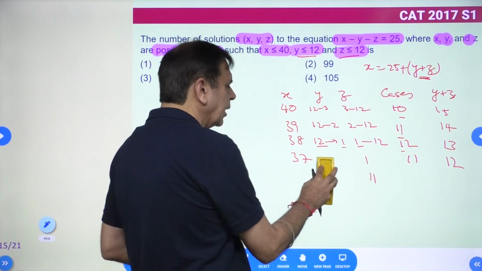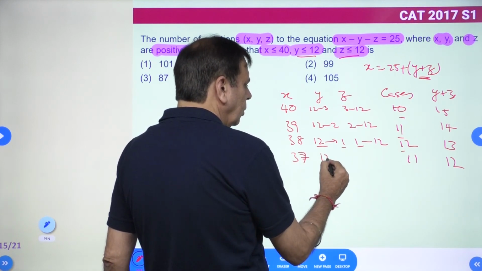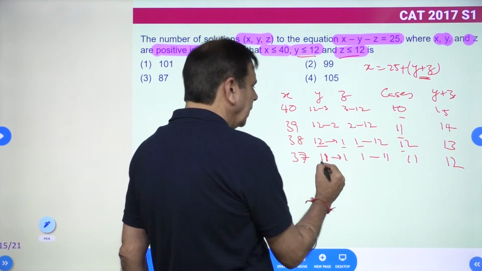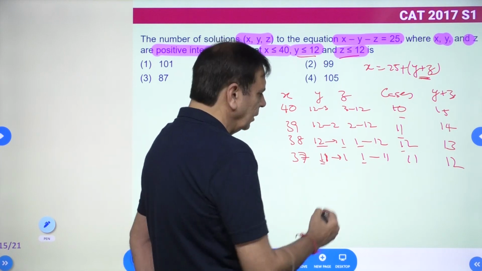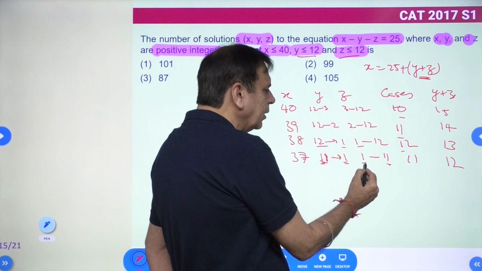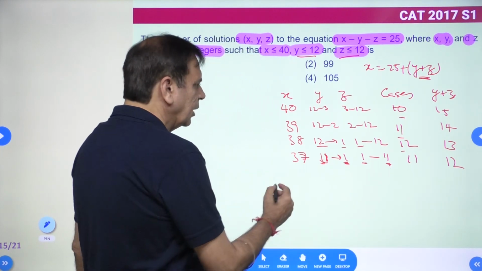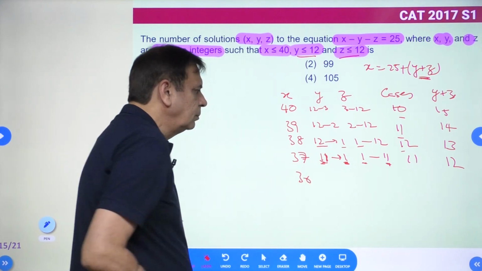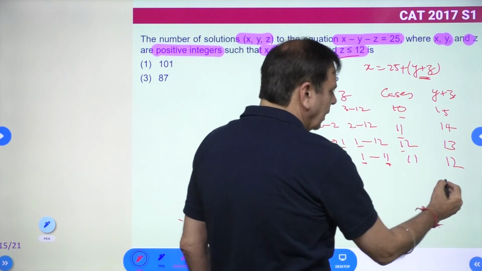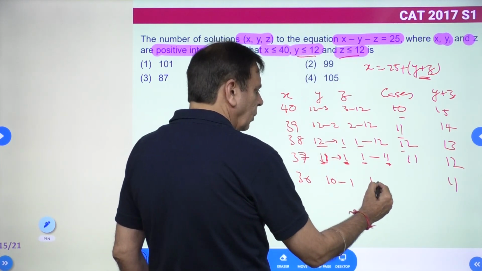So now I have 11 cases out here where y will be from 11 to 1 and z will be from 1 to 11. That means if y is 11, z will be 1. If y is 1, z will be 11. Okay. Next will be 36. If you look at 36, 36 minus 25 is 11. If I want 11, I'll start from 10 to 1 and 1 to 10.